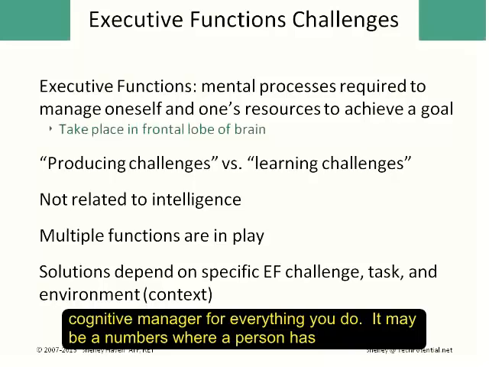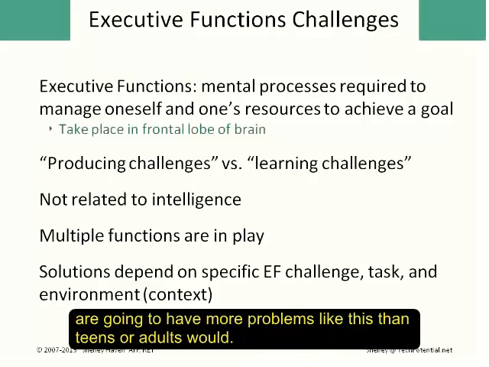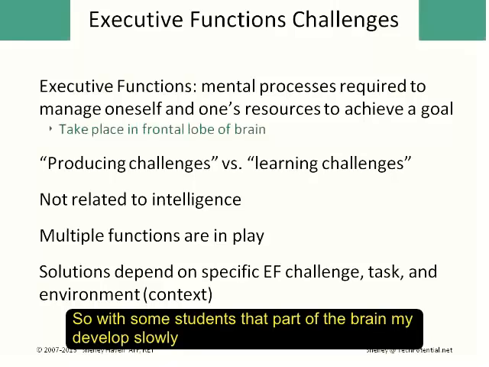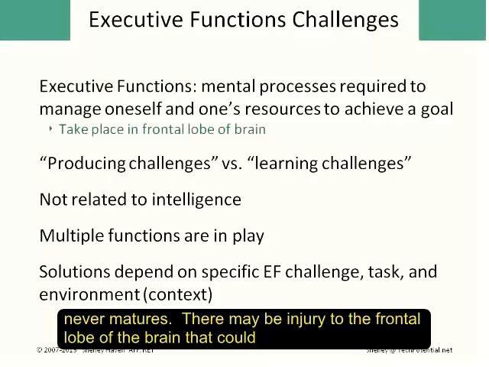There might be a number of reasons why a person has executive function challenges. For one thing, the frontal lobe of the brain is one of the last parts of the brain to develop. So kids generally are going to have more problems like this than teens or adults would. With some students, that part of the brain may just develop a little more slowly, just like every other part of the body. People develop at different rates, and maybe when they're older, the executive functions kick in more. With some people, that part of the brain never really fully matures, so they may be dealing with executive function challenges for a long time.